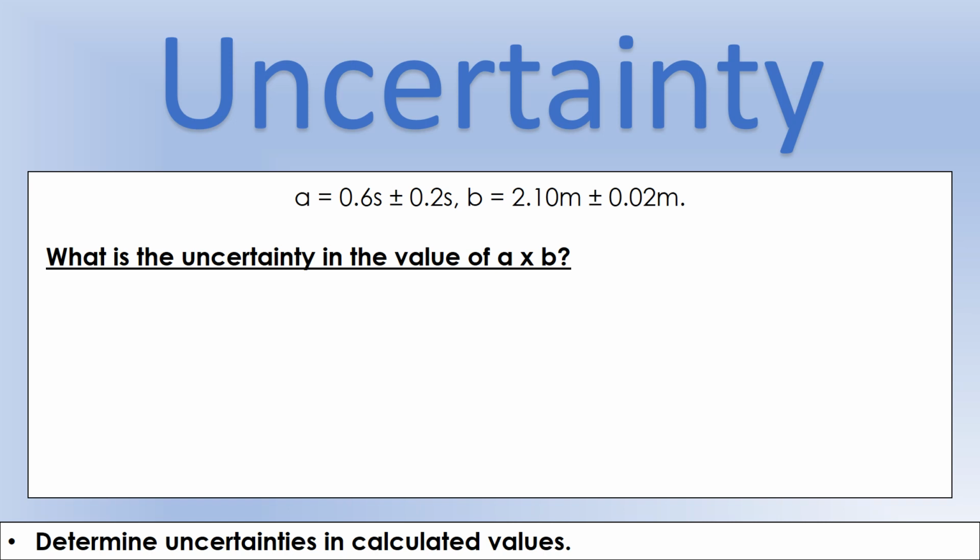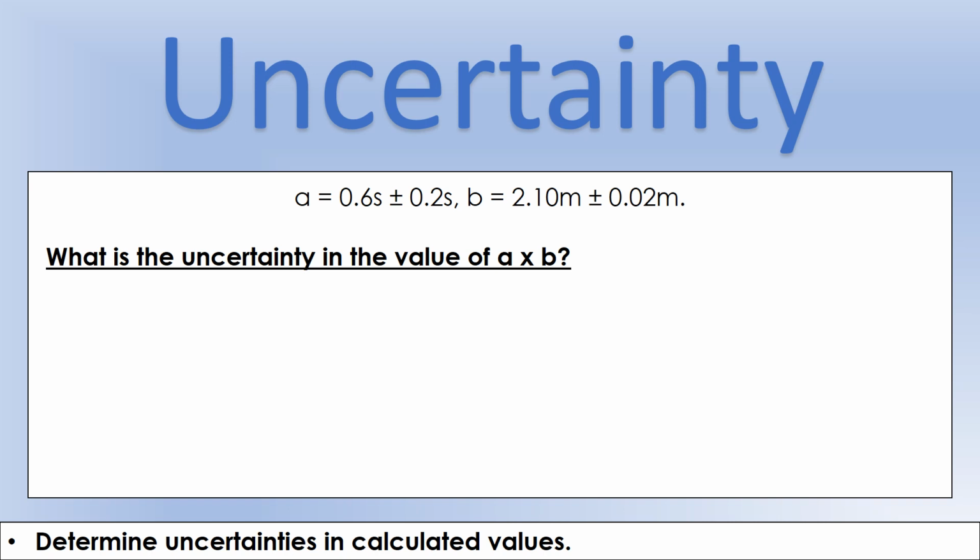So what if we're doing something with our measurements? What if we're going to do A times B? Let's say A is a time, and it's 0.6 seconds plus or minus 0.2 seconds, and B is a length, 2.10 meters plus or minus 0.02 meters. Very typical values and uncertainties.